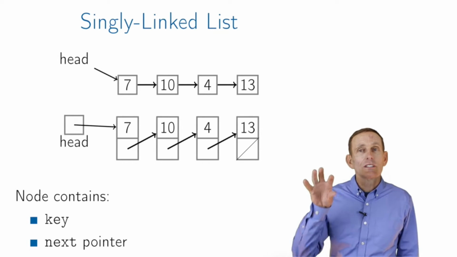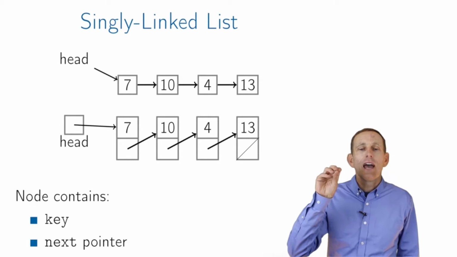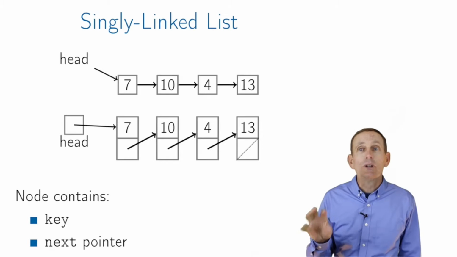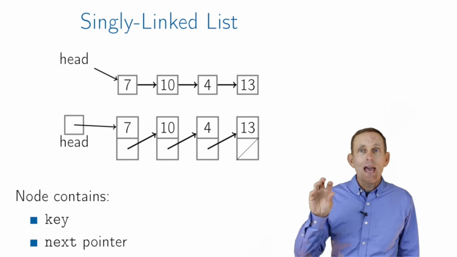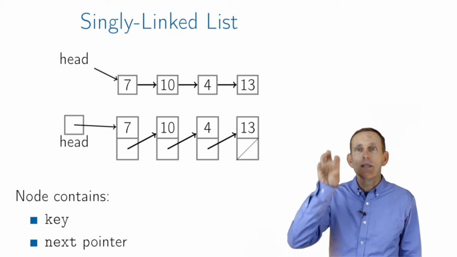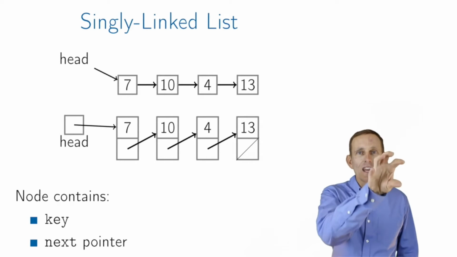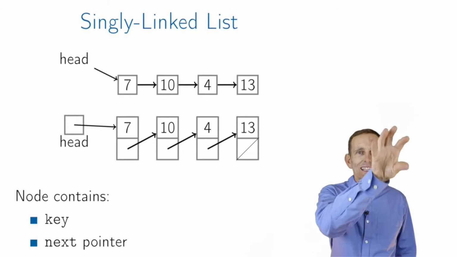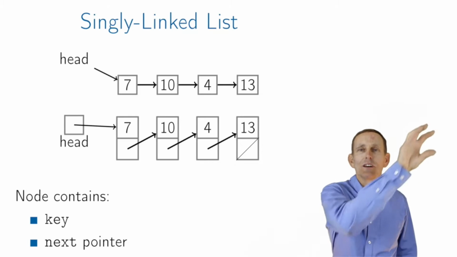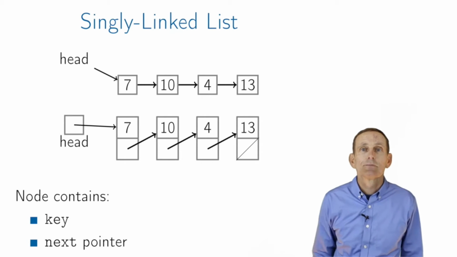How this actually works is that a node contains a key, which in this case is these integers, and a next pointer. The diagram below shows more detail of what's going on. So head is a pointer that points to a node, and that node contains two elements, the value 7, and then a pointer that points off to the next node that contains a key 10, and a pointer that points off to the next node 4, points off to the next node 13. 13's next pointer is just nil.